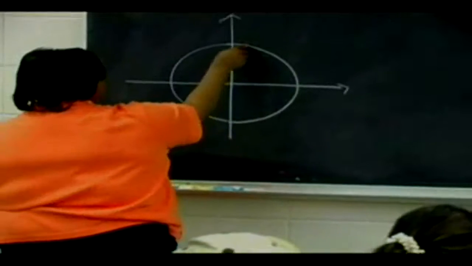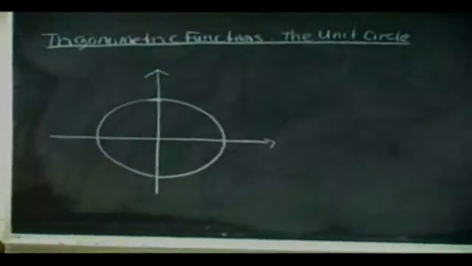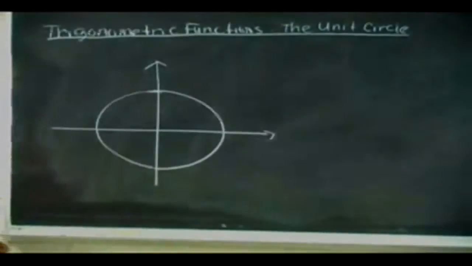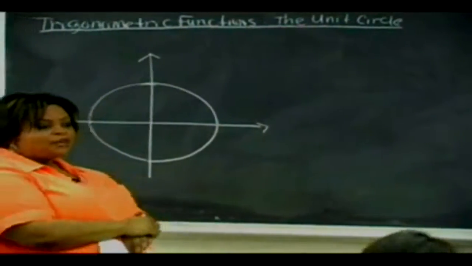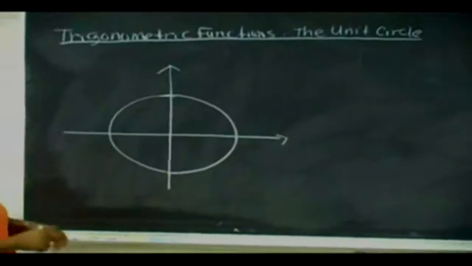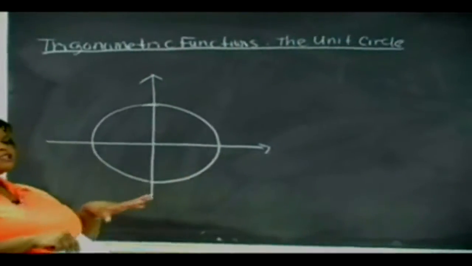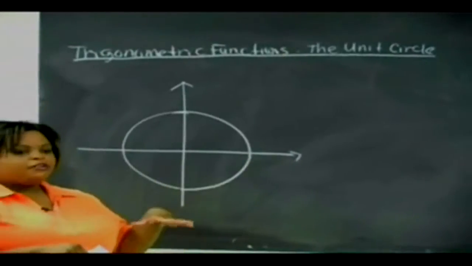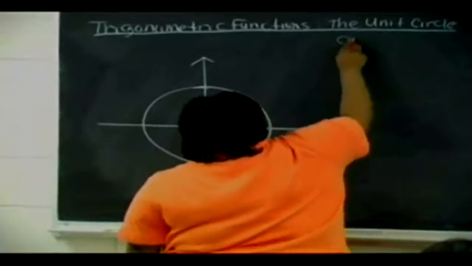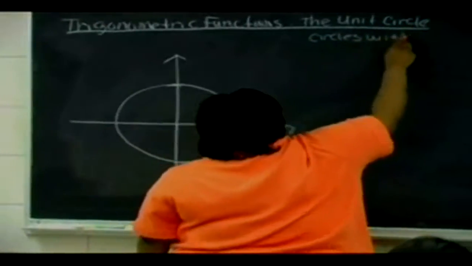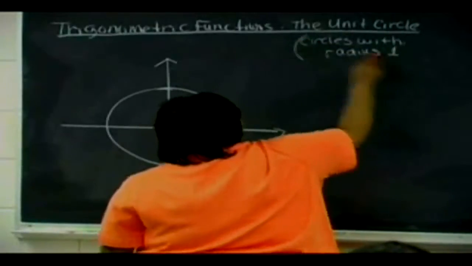Nobody? Unit means 1. Excuse me. In mathematics, the word units means 1. So when we talk about the unit circle, we're talking about circles that have radius 1. Okay? Circles that have a radius 1. This is important because once we get into talking about other things, it may not have a radius of 1. But we're going to look at the unit circle, which means we're looking at circles with radius of 1.